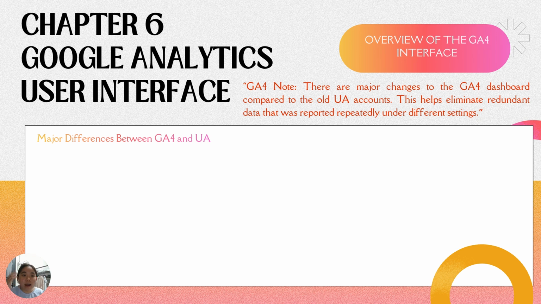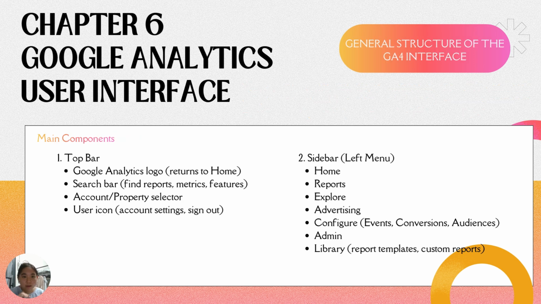So there is also the major difference between GA4 and UA that I show on the screen. There are also major changes to the GA dashboard compared to the old UA accounts, and this can help eliminate the redundant data that was reported repeatedly under the different settings.